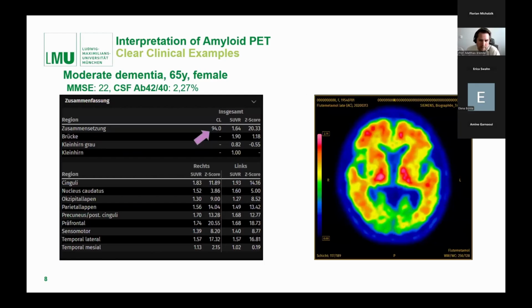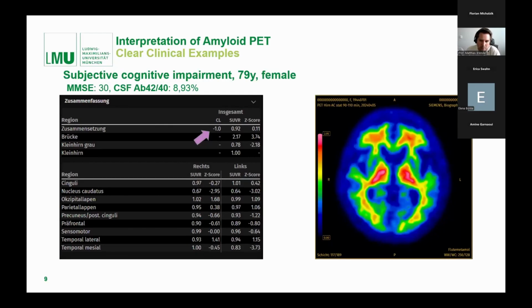Then if you look here at the toolbox of the cPET software, you can see how this works in the end and provides you clear positive images of an amyloid PET scan, in this case with flutemetamol as a tracer, and you get, indicated by the arrow, a centiloid value of 94. Here is moderate dementia, also a young case, a 65-year-old female, already cognitively declined to an MMSE of 22. And the amyloid PET, with the quantification, can provide a clear answer that Alzheimer's disease is the underlying pathophysiology in that case.